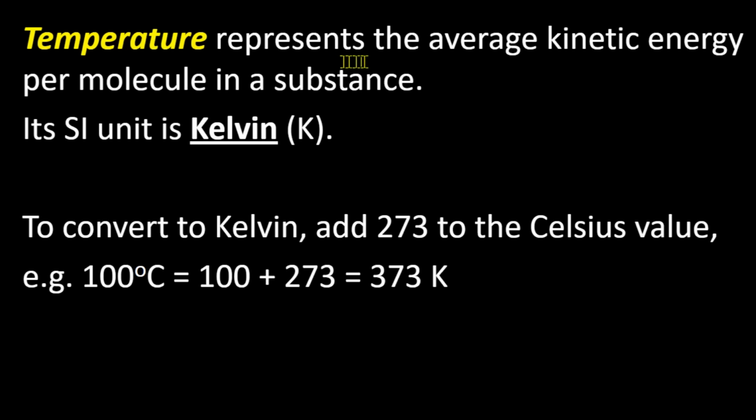Temperature represents the average kinetic energy per molecule in a substance. Its SI unit is Kelvin. To convert to Kelvin, you have to add 273 to the Celsius value. So for example, 100 degrees Celsius in Kelvin would be 100 plus 273, which is 373 Kelvin.